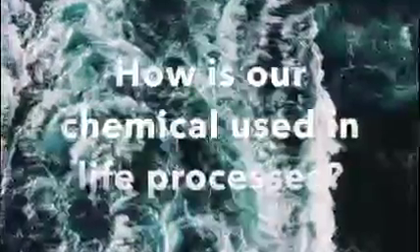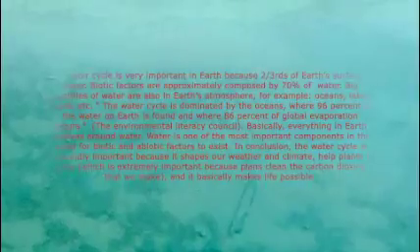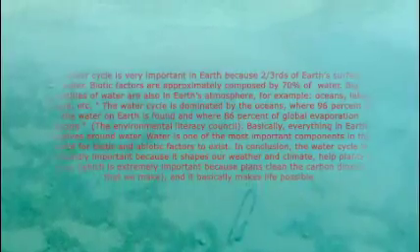How is our chemical used in life processes? The water cycle is very important on Earth because two-thirds of Earth's surface is water. Biotic factors are approximately 70% water. Big quantities of water are also in Earth's atmosphere, for example, oceans, lakes, rivers, etc.